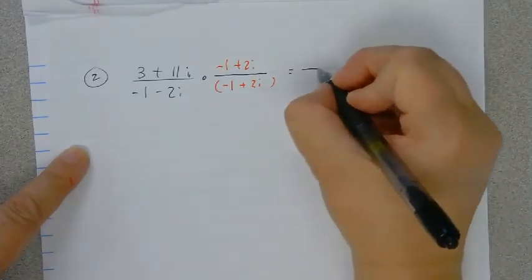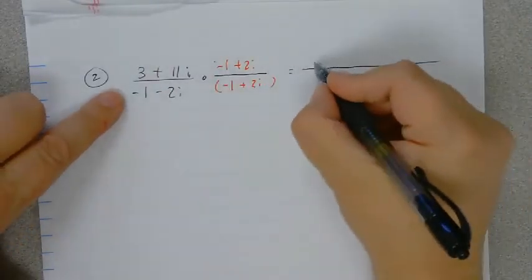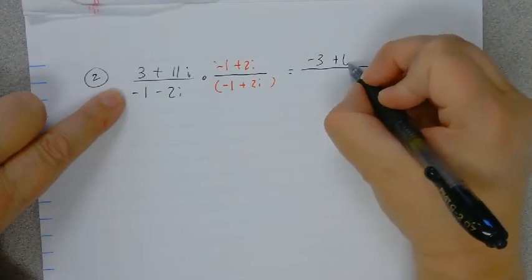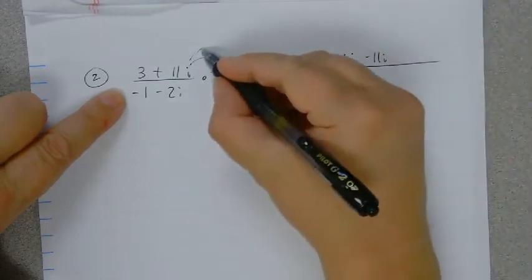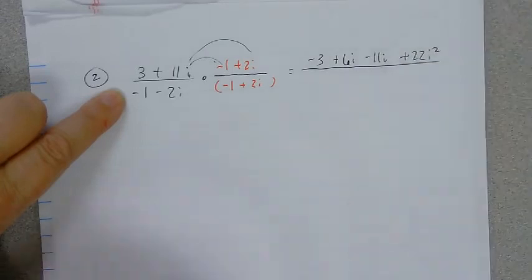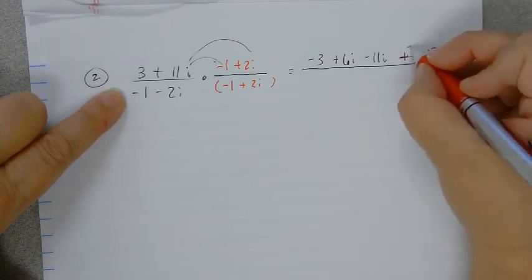So here's what I've got. On the top, I have negative 3, I'm just distributing, plus 6i minus 11i plus 22i squared. And I know this is negative 1, so this is really going to make this minus 22.